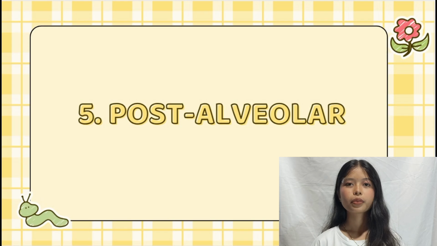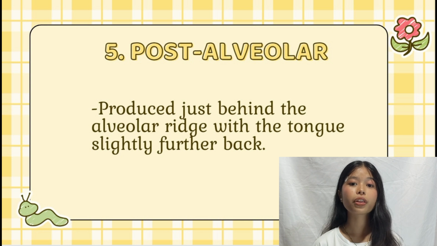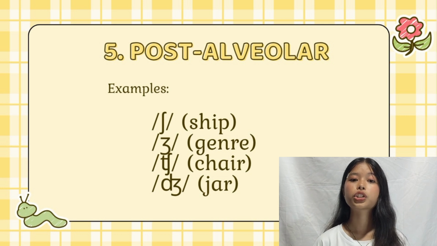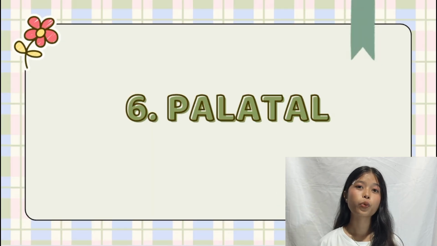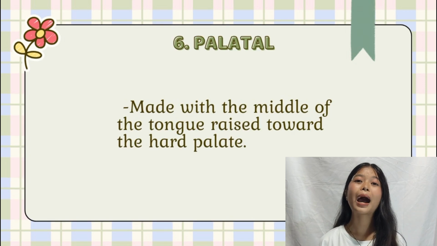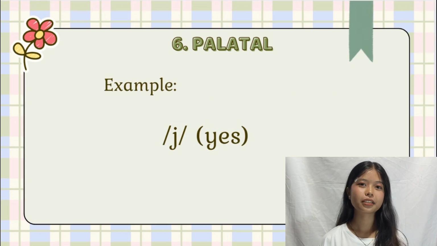For the fifth one, we have post-alveolar, produced just behind the alveolar ridge with the tongue slightly further back. For example, Sh for sheep, zh for genre, Ch for chair, J for jar. For the sixth one, we have palatal, made with the middle of the tongue raised toward the hard palate. For example, y for yes.